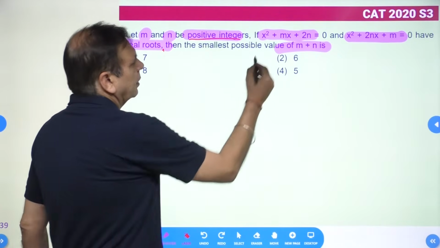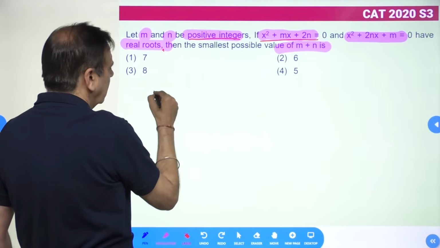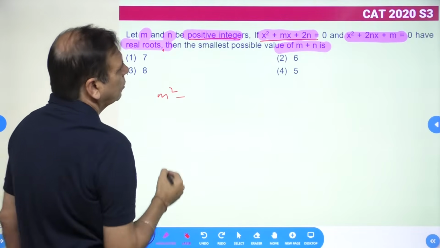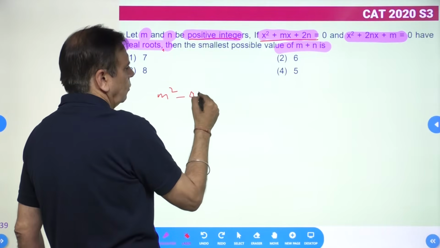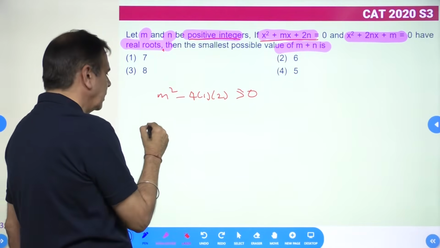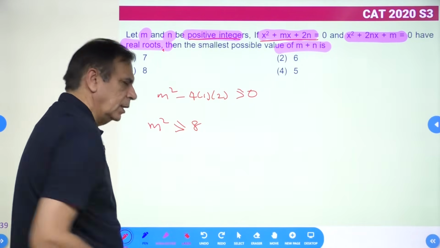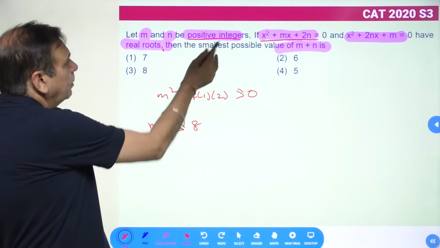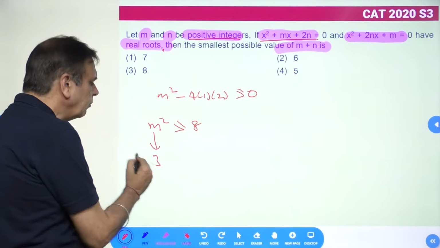Okay, what is this equation? In this equation, discriminant will be m square minus 4 into 1 into 2. This should be greater than or equal to 0, or I can say m square should be greater than or equal to 8. Now we know that m and n are positive integers, so what will be the smallest value of m? That means the smallest possible value of m is 3.